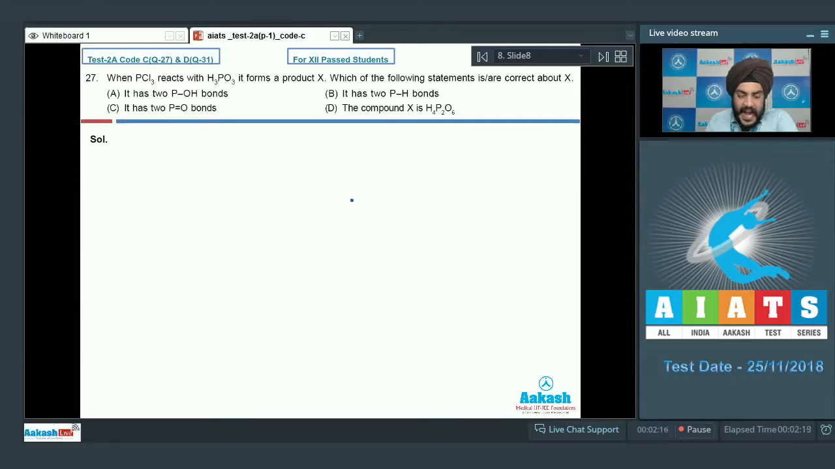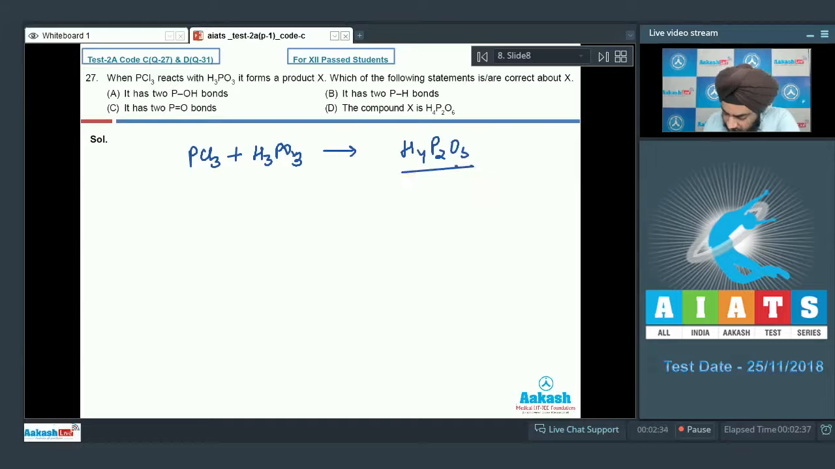When PCl3 reacts with H3PO3, it forms a product X. Which of the following statements are correct about X? So students, when PCl3 is allowed to react with H3PO3, it forms H4P2O5. Now, if we try and draw the structure of H4P2O5, as the examiner seems to be interested in the type of bonds present in that structure, so we'll have a symmetrical structure.